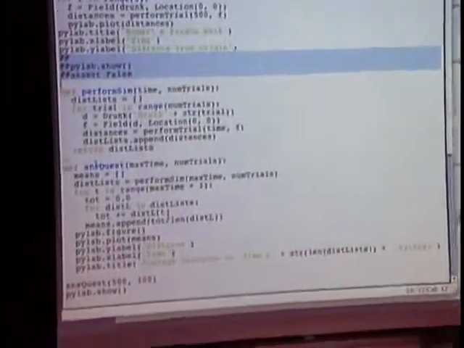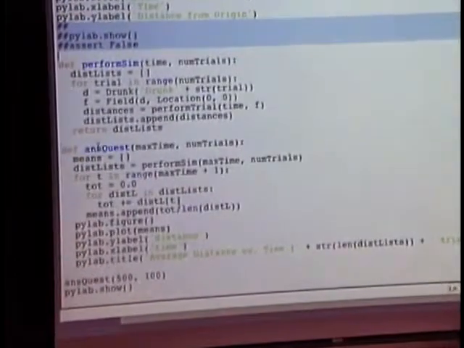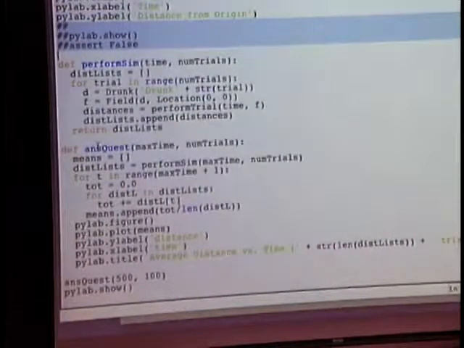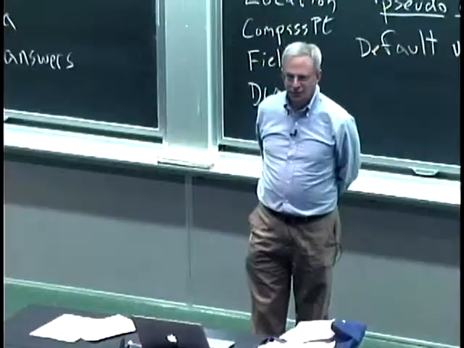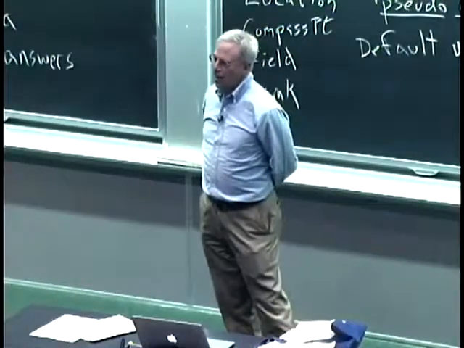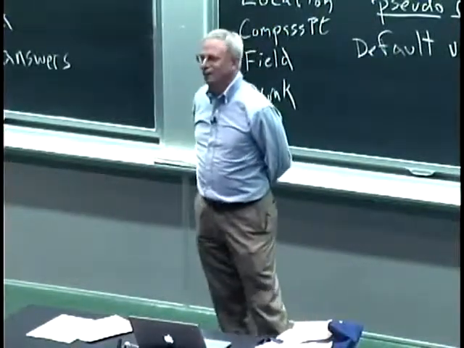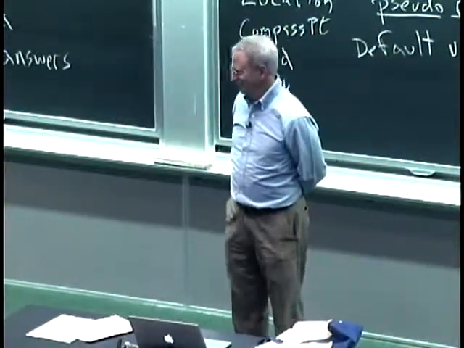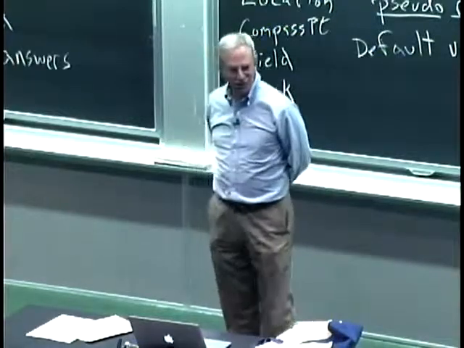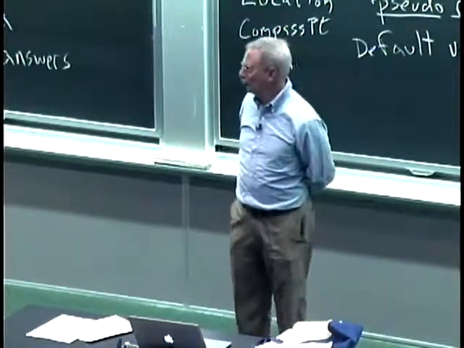And then I'm going to have one more function called answerQuestion, which takes the maximum time and the number of trials. And it's going to do some statistics on all of the lists. We will come back to this a week from today. If you have absolutely nothing to do for the next week, I'll give you a hint. I have salted a bug here in this latest code. And you might have some fun looking at what that bug is.